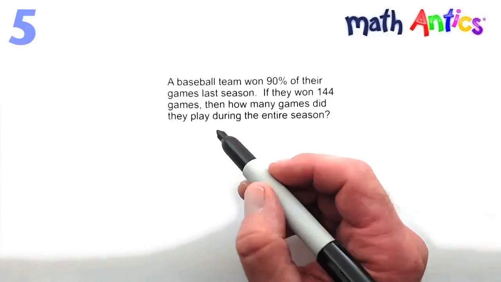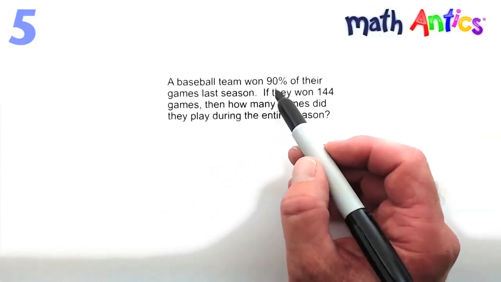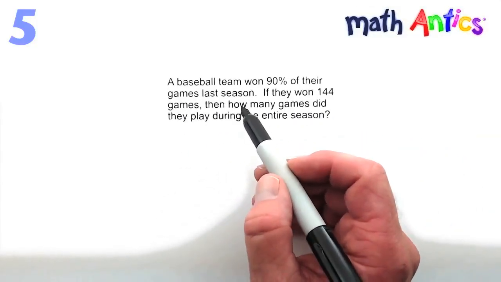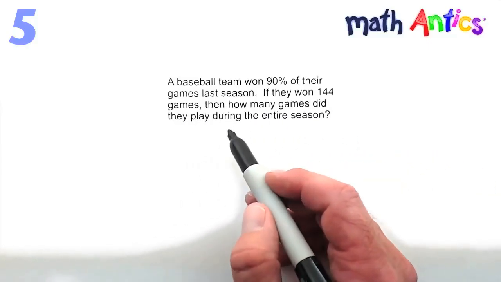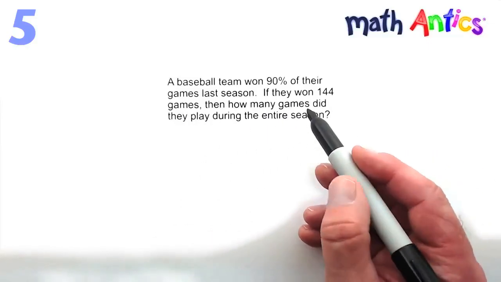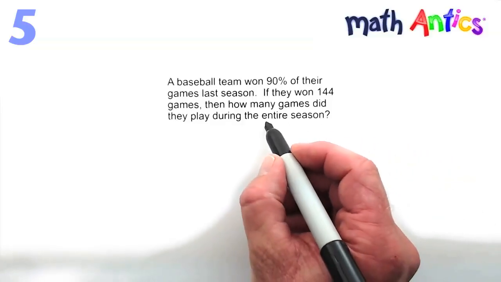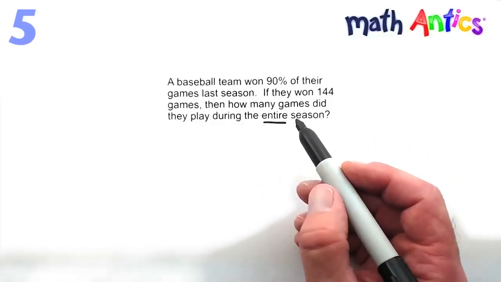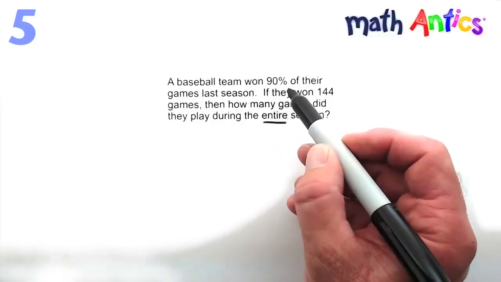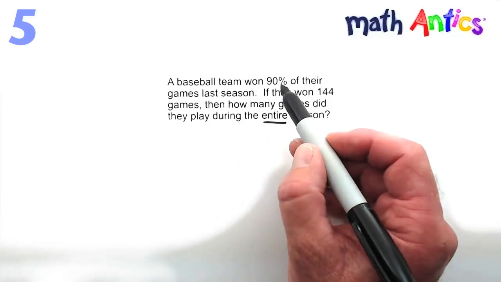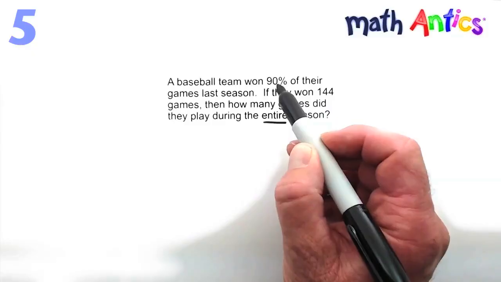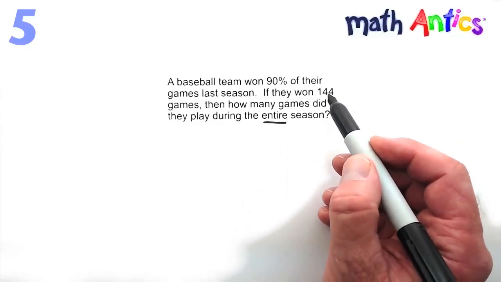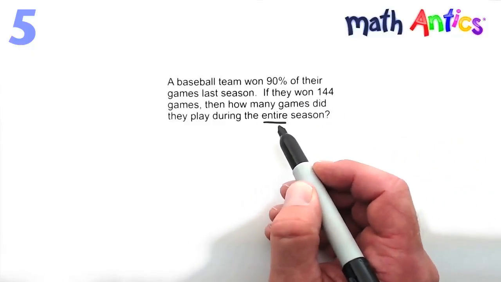Our next problem says, a baseball team won 90% of their games last season. If they won 144 games, then how many games did they play during the entire season? Okay, so a key word here is entire, that we're looking for the total. It's a percent problem, and we see that during the season they won 144 games, and that's 90% of the total. So more games were played, and we need to figure out what the total number of games played during the season was.